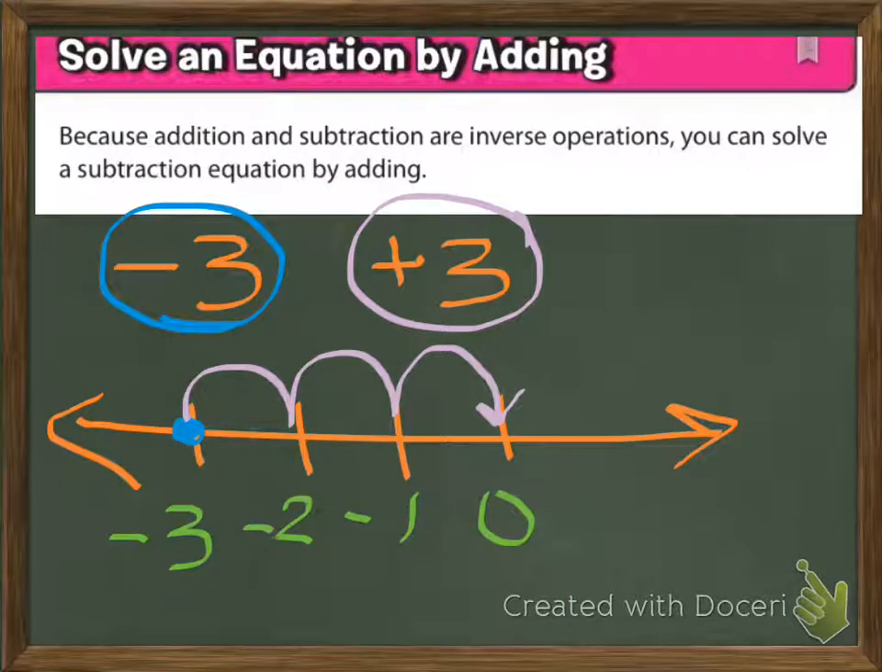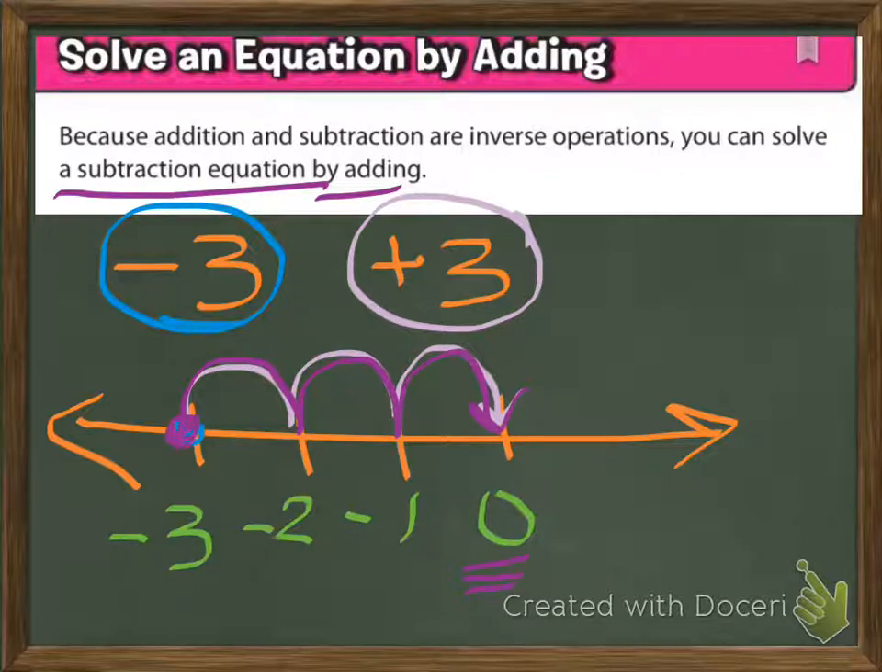All right, so I want you to draw this because it's really important that you see how a minus and a plus work together. So addition and subtraction are inverse operations. So you can solve a subtraction equation by adding. So if we were at negative 3, and we were to add 3 to that, we'd move, because when we move forward, remember that that's adding, we go 1, 2, 3, and notice where that puts us, at 0.